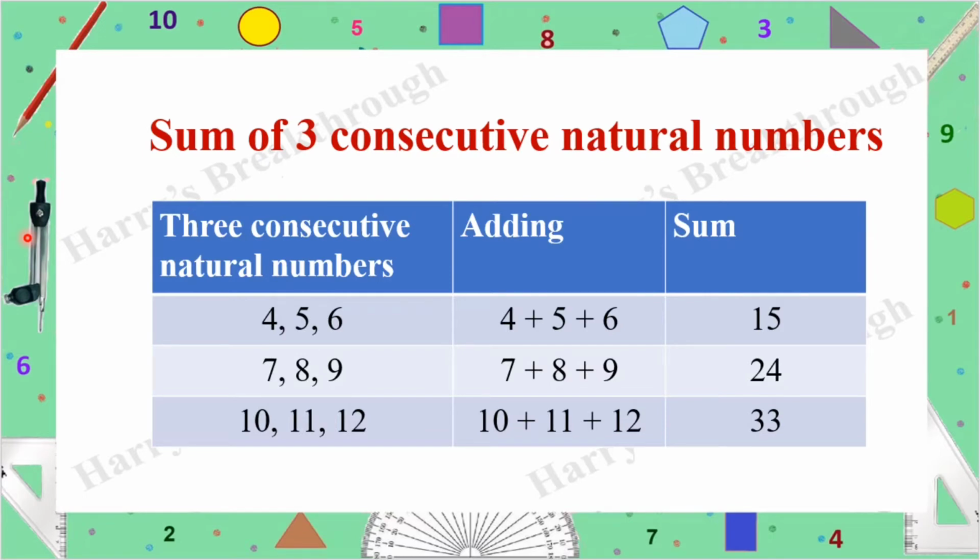Can you find any relation between these three consecutive numbers and their sum? Let's say that here the sum will be a multiple of 3, right? And another relation is here the sum is 3 times the middle number, right? So let's check this in terms of algebra.